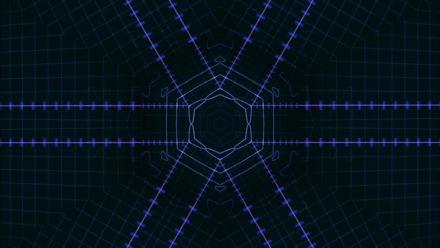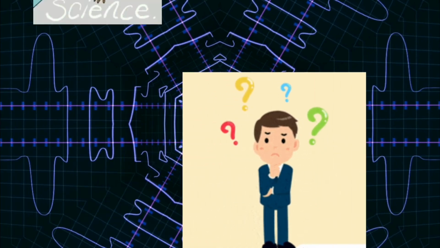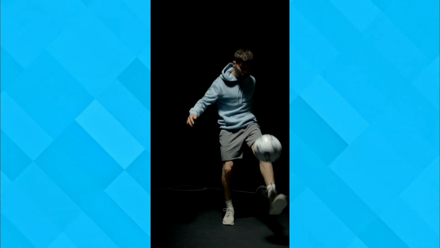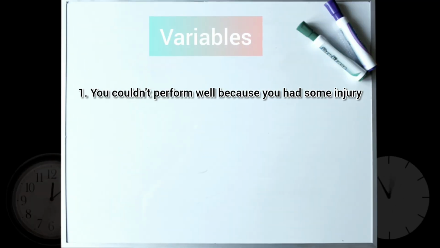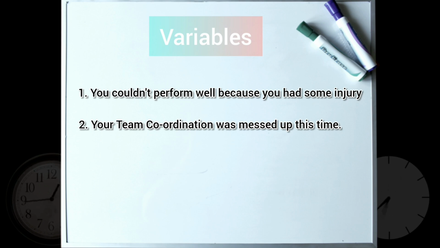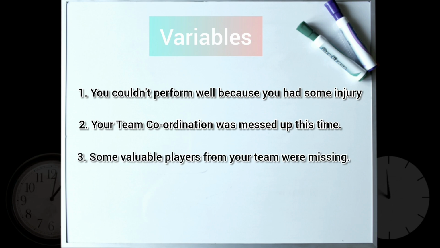But how do we actually use this information to perform a scientific experiment? Let's understand this with an example. Let's say you are a very good football player. You had a match today, but your team suffered a heavy loss. Using our knowledge of science, here the performance of you and your team is the action or event. So, what are the variables then? One, maybe you couldn't perform well because you had some injury. Two, maybe your team coordination was messed up this time. Three, maybe some valuable players from your team were missing in the game.